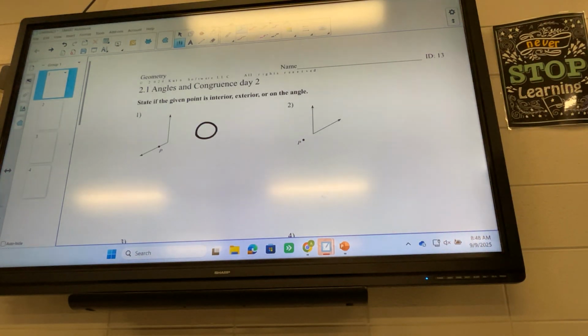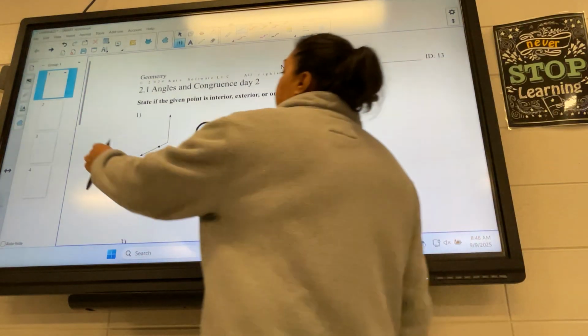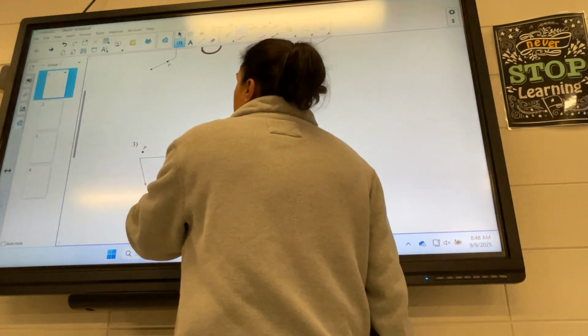Okay, so number 1 is on the angle. What about number 3? It is exterior. So if it's inside the alligator mouth somewhere, then it's going to be interior. If it's anywhere on the outside, it's going to be exterior.